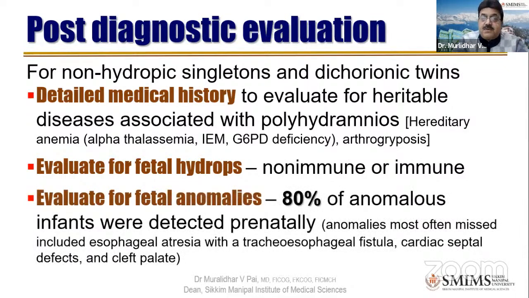We have to evaluate for fetal anomalies. 80% of anomalous infants were detected prenatally. Anomalies often missed included esophageal atresia with a tracheoesophageal fistula, cardiac septal defects, and cleft palate. Nowadays, it is very difficult for a fetal medicine specialist to miss all these anomalies with a high resolution ultrasound. It is always better to refer these cases to a fetal medicine center, like that of Kuldeep Singh.